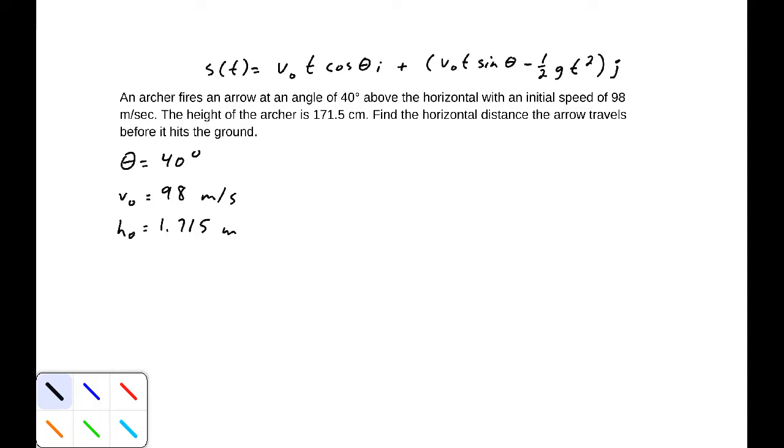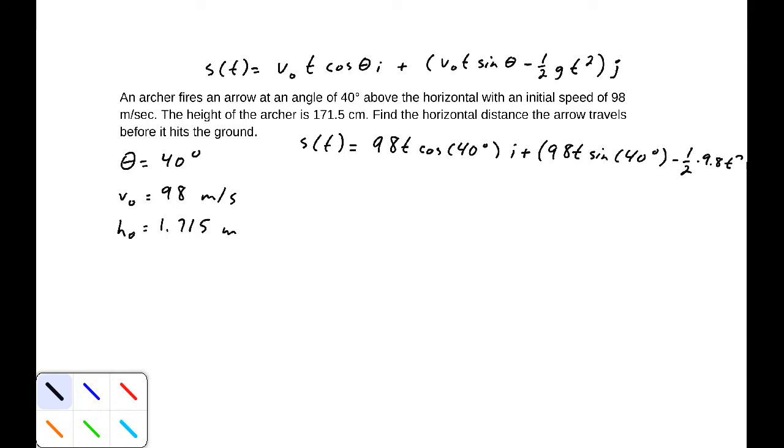Now, filling our information in, 40 degrees as theta and initial velocity of 98, this means that our position function, s of t, equals 98t cosine of 40 degrees i plus (98t sine of 40 degrees minus 1/2 times 9.8 t squared) j. That is the position of the arrow.